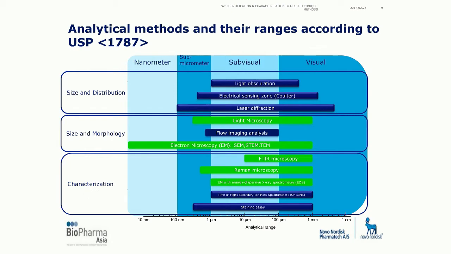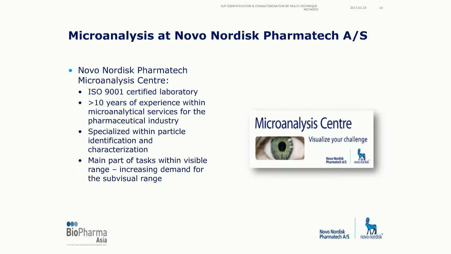I would therefore like to discuss some of the other methods that I've highlighted here. And I want to do this by taking a starting point in the Microanalysis Center where I work at Novo Nordisk Pharmatech. We are an ISO 9001 certified laboratory with more than 10 years of experience within the microanalytical service branch for the pharmaceutical industry. We have specialized within particle identification and characterization, and the main part of our tasks are within the visible range, but we do see an increase in demand for the subvisible range of particles.